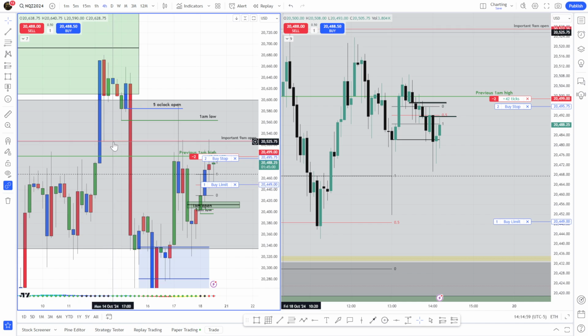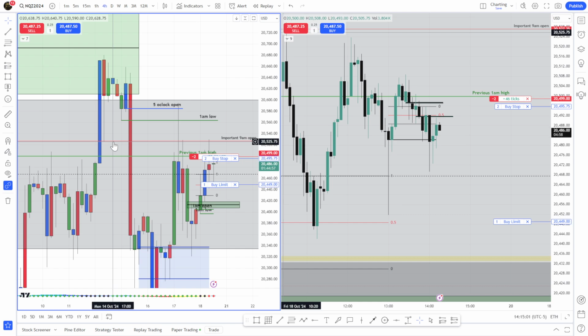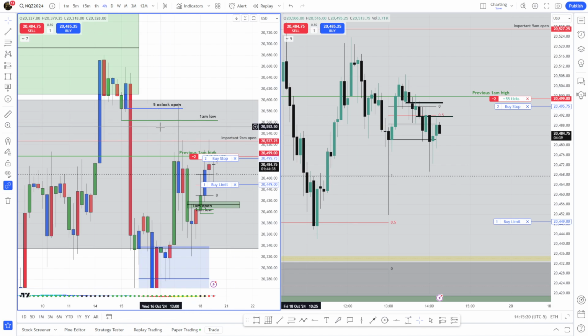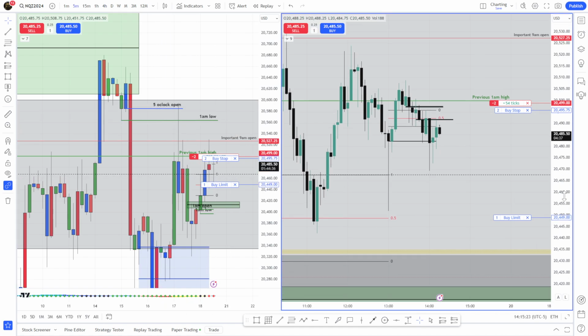So you're looking at 100 and, yeah, like 100 and 383, 140 handles. That's not bad for a couple extra micros on there, just as runners, and you're just casually moving your stop loss up.